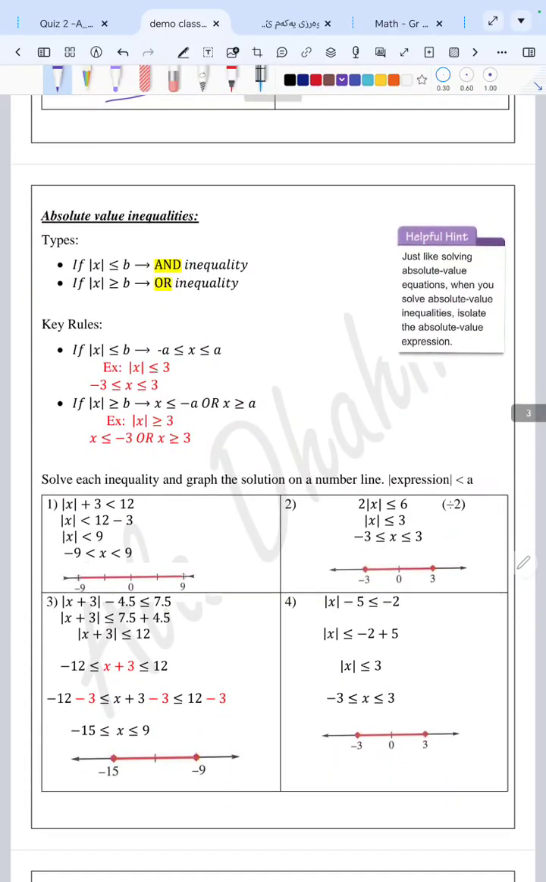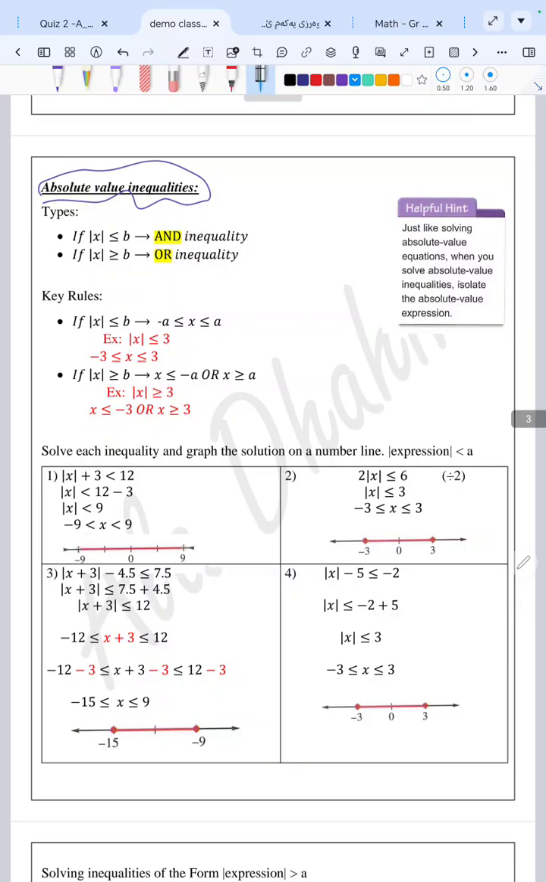In another case, I have absolute value inequalities. As I told you, how can we recognize this case? You have an inequality sign. We have two types: and, or. How do you know if it's and or if it's or? You have to solve it.